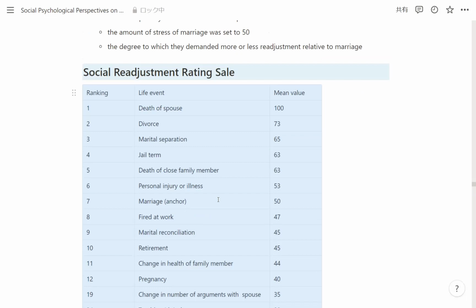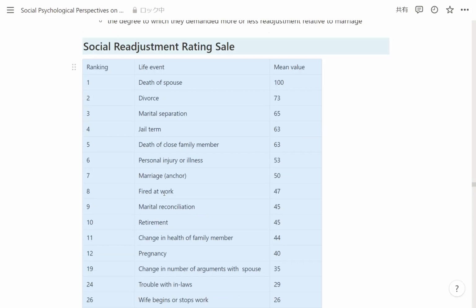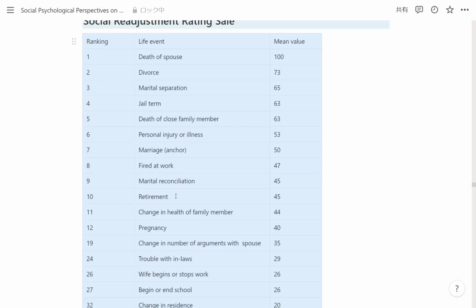And then from the marriage, how much readjustment a particular life event would require. One after the marriage is fired at work, and marital reconciliation, retirement, changing health of a family member. So death of a close family member was set as 63, and then changing health of a family member was set to 44. So changing health is better than death of a close family member. And pregnancy, changing number of arguments with spouse.